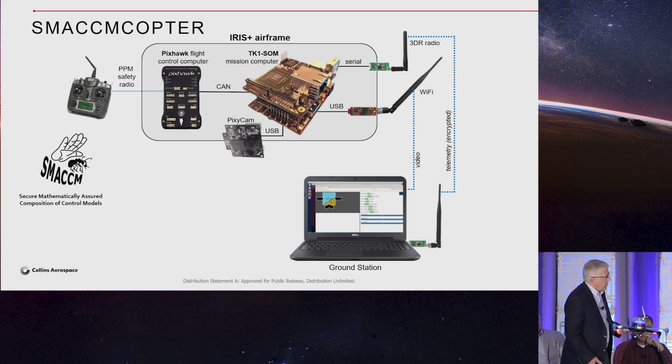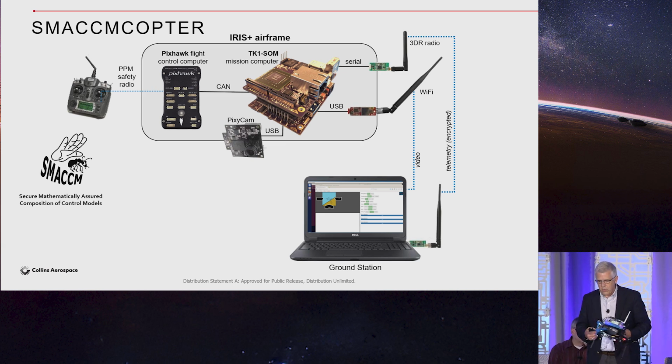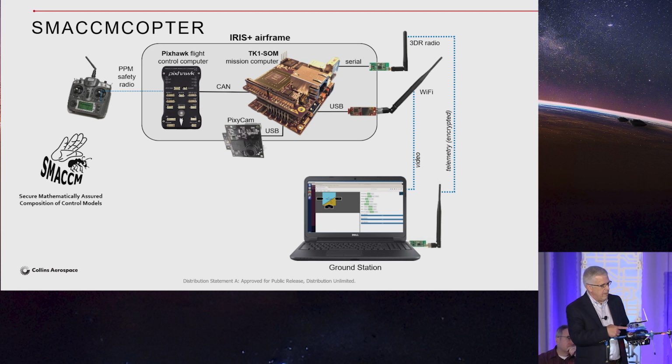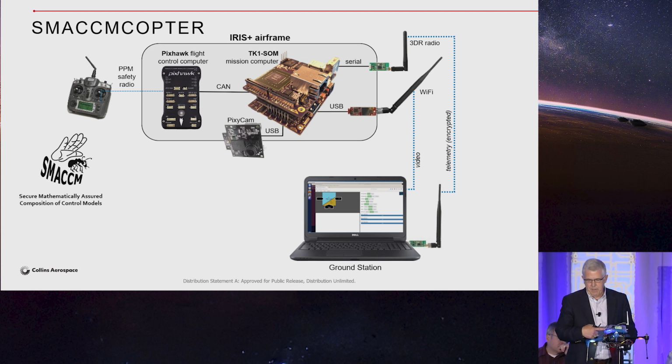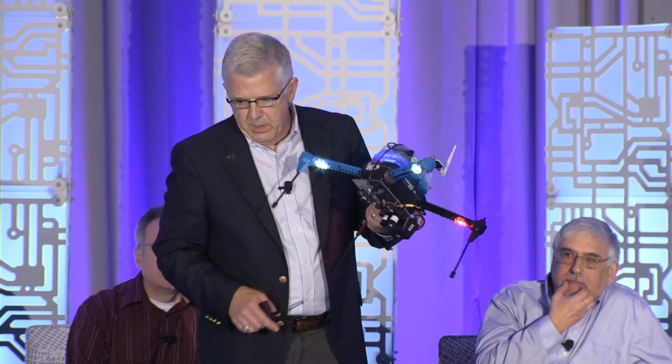But what we've got here inside the fuselage is a Pixhawk flight control computer, and that talks over a CAN bus to this TK1 mission computer that's up here in the Tupperware. It's got a little camera on the bottom for doing surveillance. It's got a laser altimeter down there, and we got a bunch of radios.